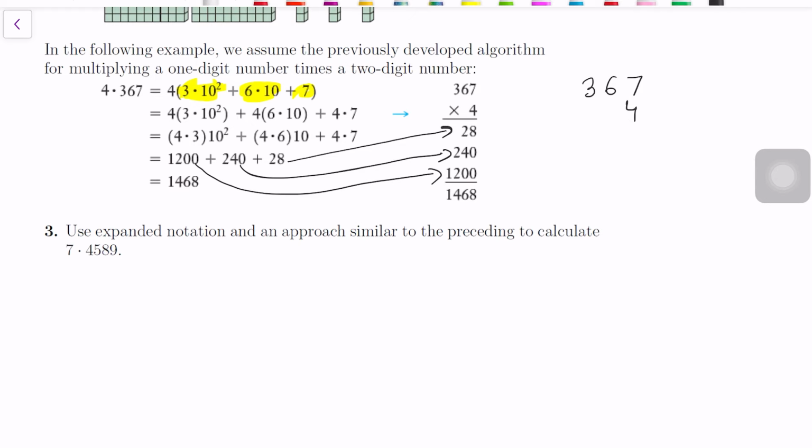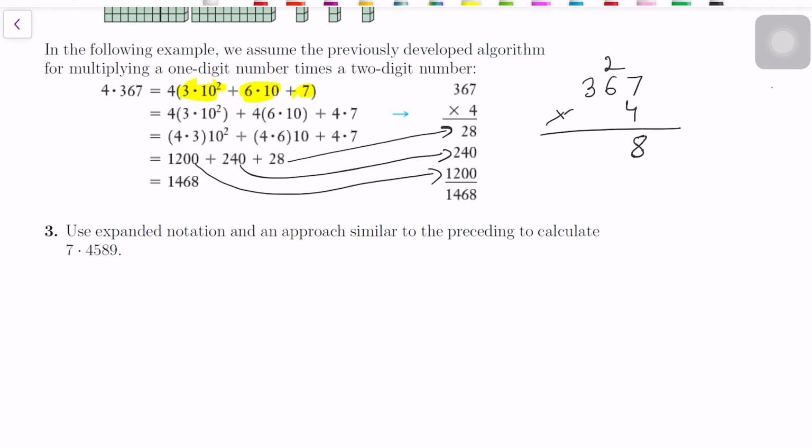In the standard algorithm, not expanded, you would do 4 times 7, 28, write 8, and you would carry 2. It's like saying I have 28, 8 units and 2 longs. Now 4 times 6, which is really 4 times 60, so that's already longs, right? I'm counting how many longs I have.